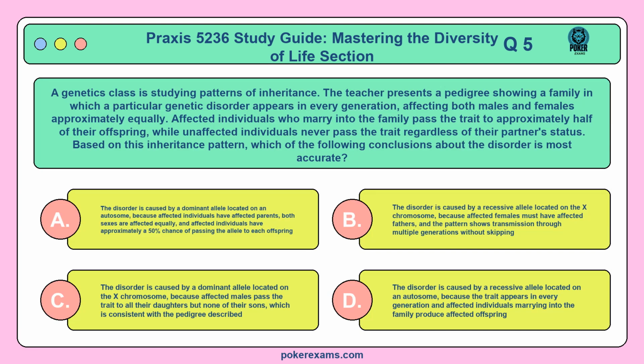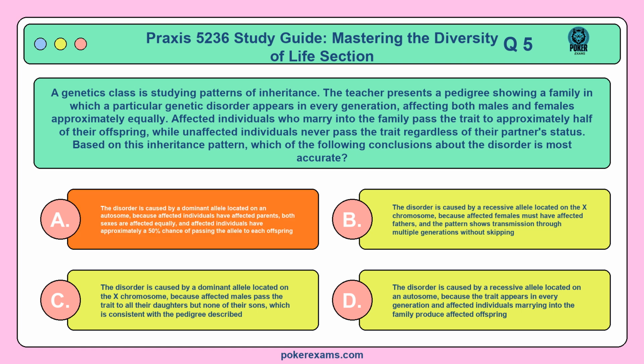Question 5. A genetics class is studying patterns of inheritance. The teacher presents a pedigree showing a family in which a particular genetic disorder appears in every generation, affecting both males and females approximately equally. Affected individuals who marry into the family pass the trait to approximately half of their offspring, while unaffected individuals never pass the trait regardless of their partner's status. Based on this inheritance pattern, which of the following conclusions about the disorder is most accurate?